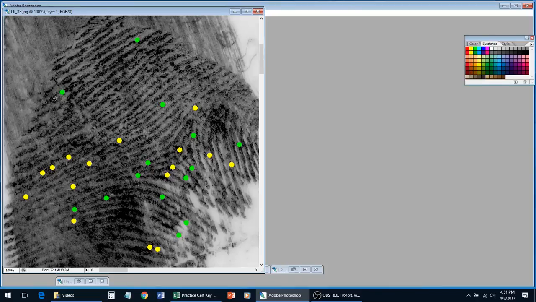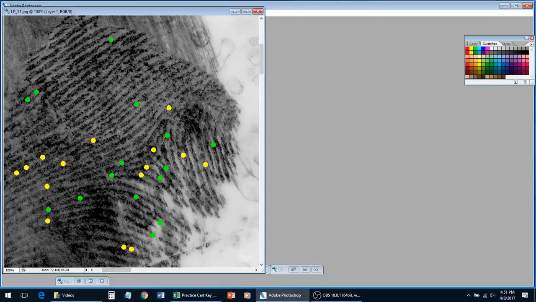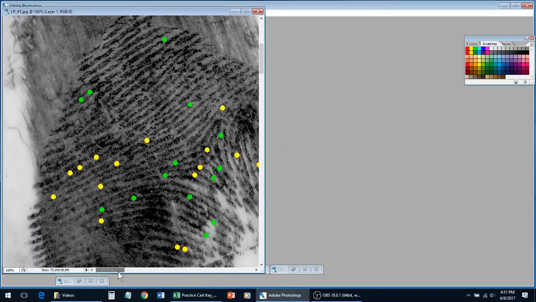Oh, here's a nice little island enclosure there. A lot of these things have, besides dot and ending and bifurcation, some other kind of unofficial names, like island or eye or handshake. This is an island, or a short ridge can be called an eye. These are all just unofficial names to help the examiner remember what they're seeing when they go to search for it in the exemplar.